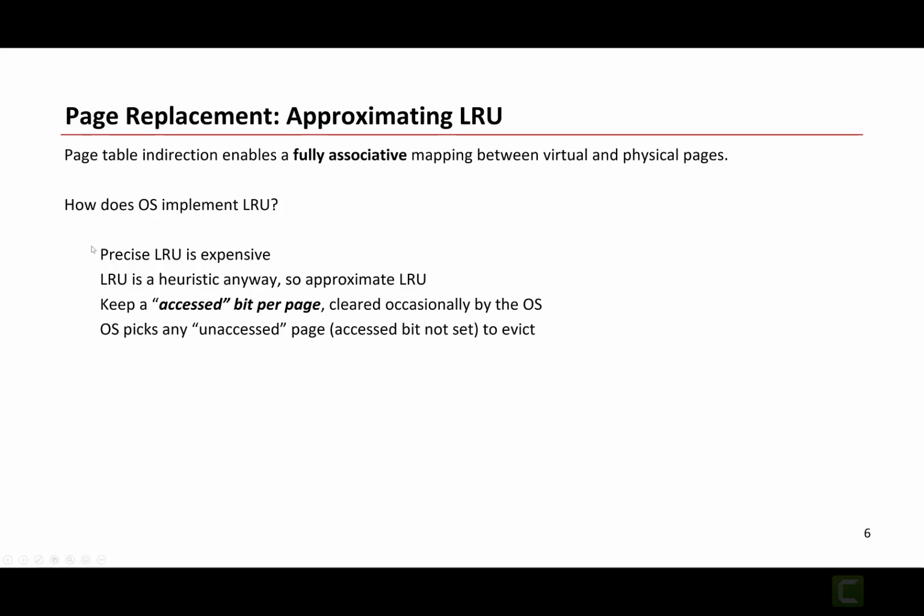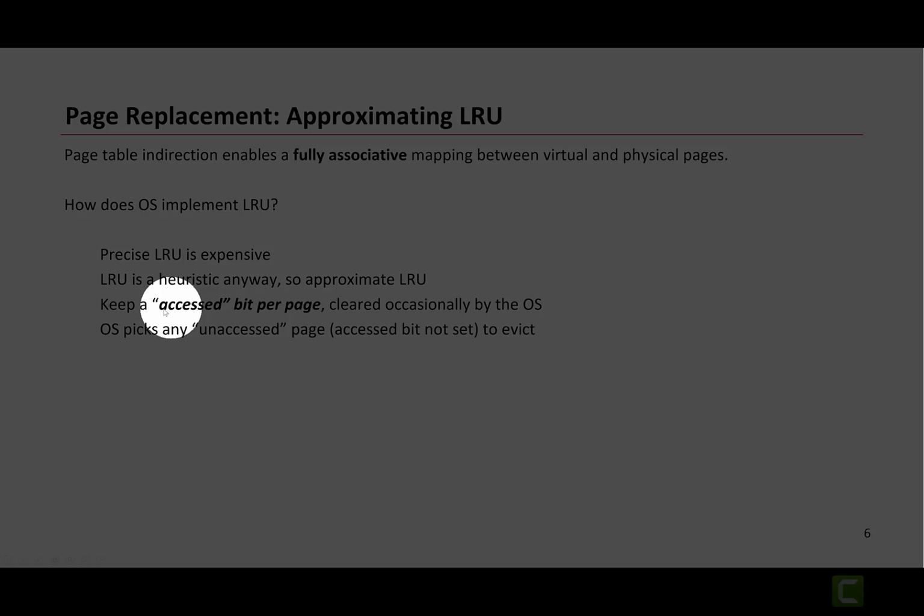And one very simple way to approximate the LRU policy is as follows. You can maintain what is called an access bit per page. It's just one bit. And what the operating system does is once in a while it goes and clears these bits, meaning it sets them to 0.